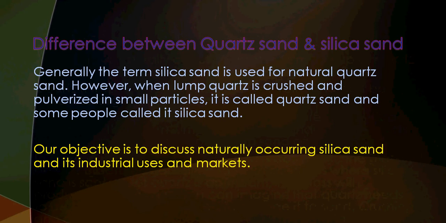When you read some reports, you will see the terminology silica sand and quartz sand. Some people use these terms for the same material, but in fact, generally the term silica sand is used for natural quartz sand, natural sand made up of quartz. However, when lump quartz is crushed and pulverized into small particles, it is called quartz sand, and some people call it silica sand. Our objective is to discuss naturally occurring silica sand and its industrial uses and markets.